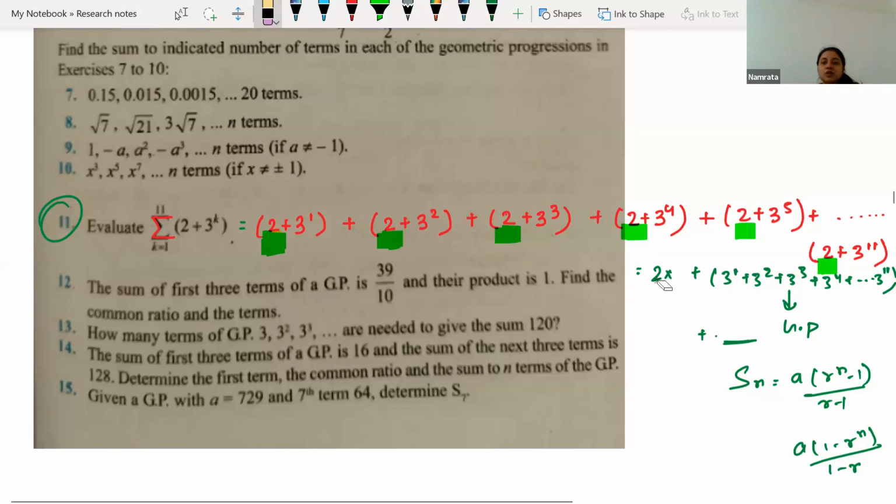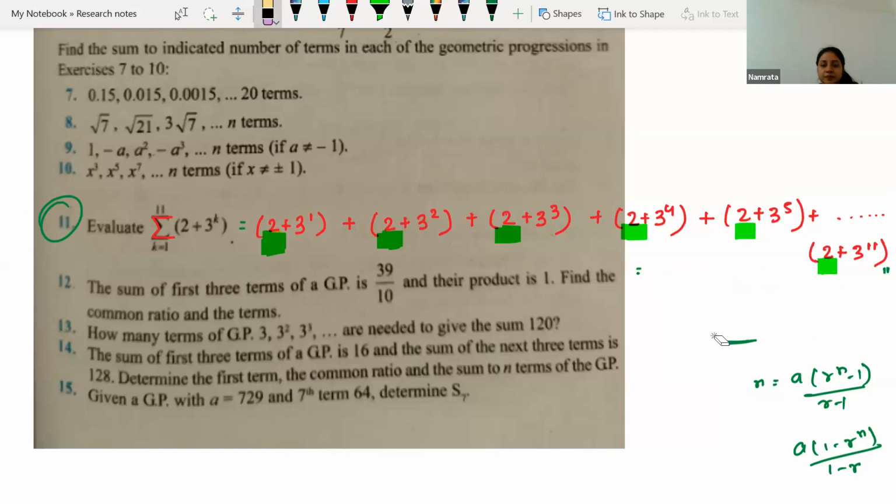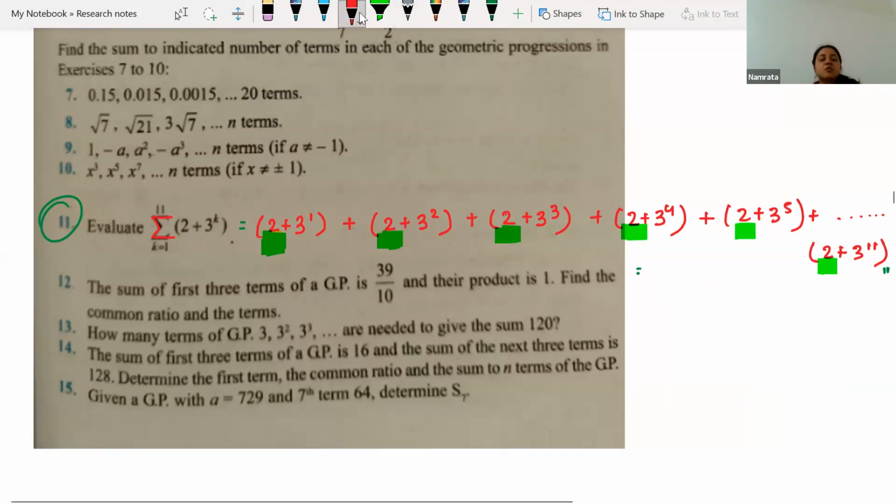Now the next question, if you look at it carefully, it says that the sum of the first three terms of a GP is this one, and the product is this one. If you recall the properties of GP we were discussing, I said to you, please don't take the first term as a, second term as ar, third term as ar square, fourth term as ar cube, fifth term as ar to the power 4. Please don't take it this way, otherwise it will create confusion.